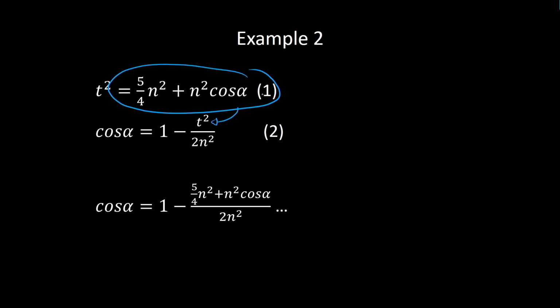There we go. Here we've just swapped the equations around and called the t squared equation equation 1 and the cos alpha equation 2. It doesn't matter as long as you do the correct substitution. So you end up with cos of alpha is equal to 1 minus t squared was 5 over 4n squared plus n squared cos of alpha all over 2n squared. Does this give you a quarter? Well, let's see. Now you've got to do a little bit of work. We've got to simplify this a little bit.